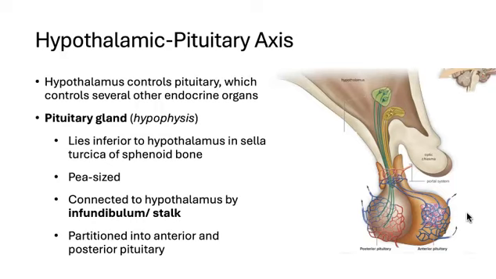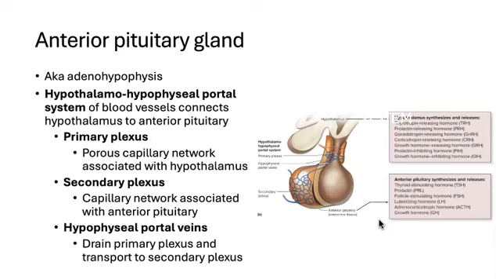We'll talk more about that in A&P. And it's quite small even though it does so many things. It's about the size of a pea, and it connects over to the hypothalamus through an infundibulum, or we can call this the stalk of the pituitary gland. And we've already mentioned it's divided into an anterior and posterior pituitary gland. So let's talk about the two different parts of the pituitary gland some more.